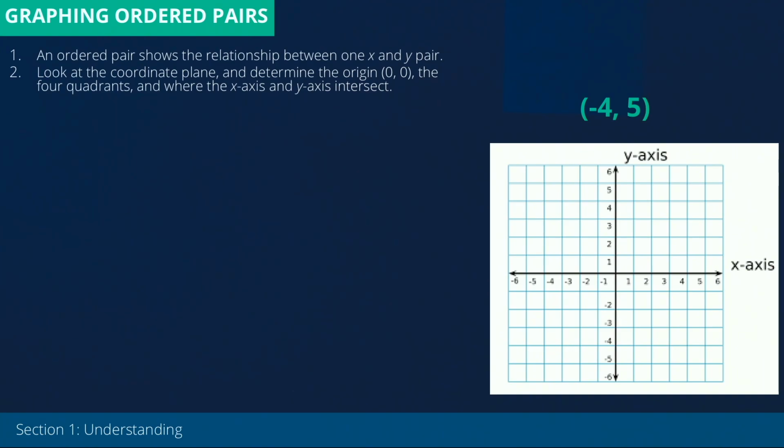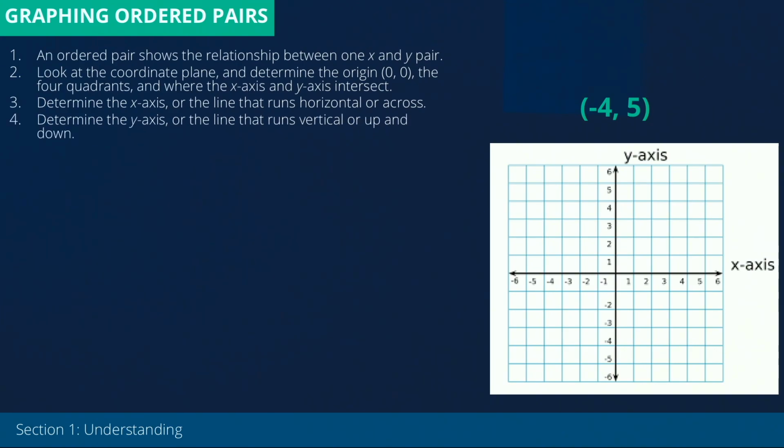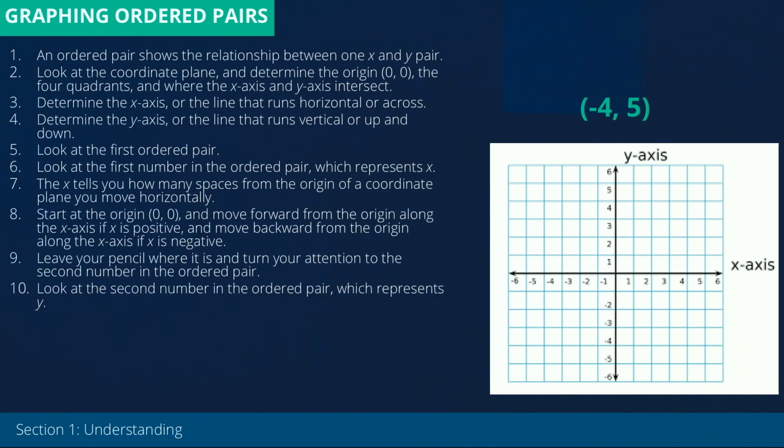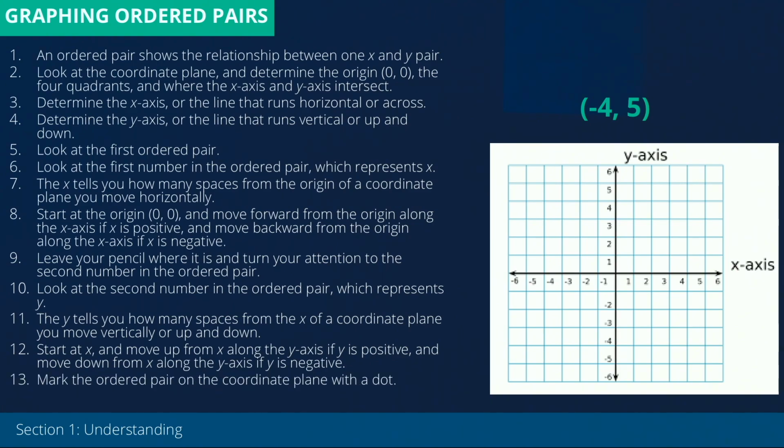I can use that to start when I start at the origin, and the first value in the ordered pair, or x, tells me how I'm going to move horizontally, and the second value, y, tells me how I'm going to move vertically. So if I was going to place this on my coordinate plane, I'm going to look at the first number, -4, and I see that I'm going to move -4 spaces from the origin, and I go ahead and plot this.